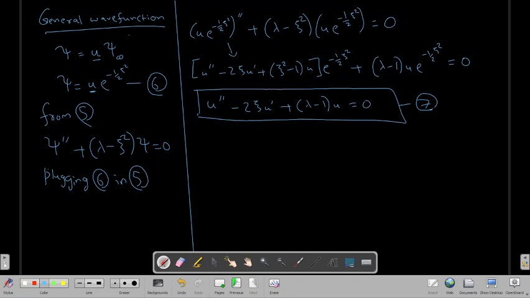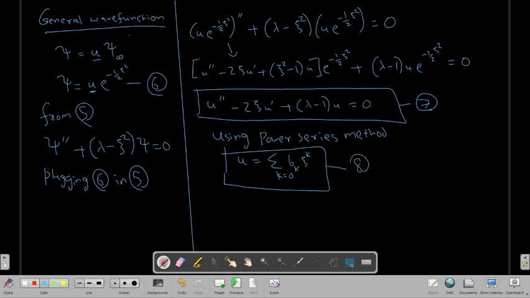And I have to find the solutions of equation number 7. So what I will do is, I will be using the power series method. Okay. So what we do in the power series method, we approximate the solution, the solution of this equation, which is u. So u is a power series. So I am writing u is equal to summation of k is equal to 0 to infinity dk into xi to the power k. Okay, so I am using this thing as a solution of equation number 8.